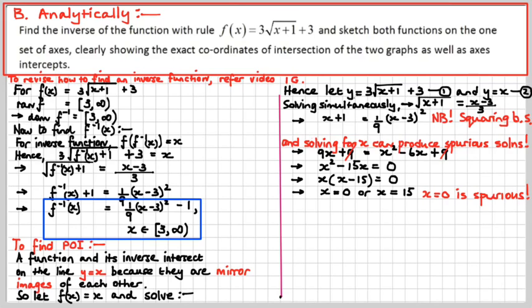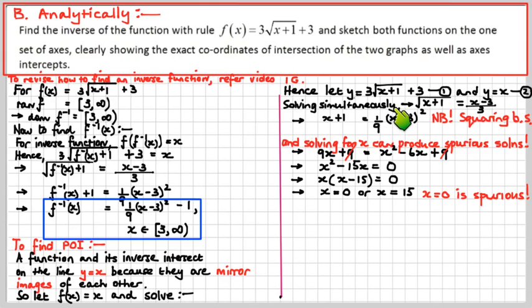NB, x equals naught is spurious, because if you test it up here, when x is naught, what would this tell you? This is supposed to be intersection points, right? So when x is naught, that would be 3 root 1, which is just 3. 3 plus this 3 here gets you 6. So when x is naught, y is 6 in this equation. But of course here, when x is naught, y is naught. So that's not an intersection point. It's a spurious solution introduced accidentally by the process of having to square both sides here.